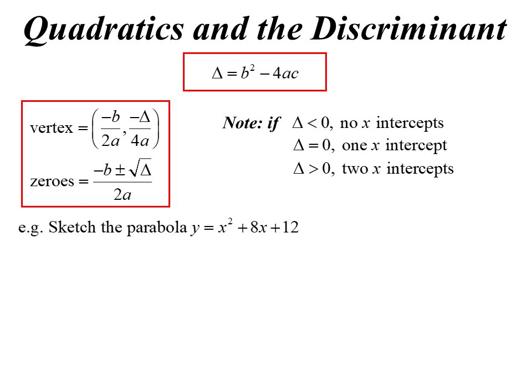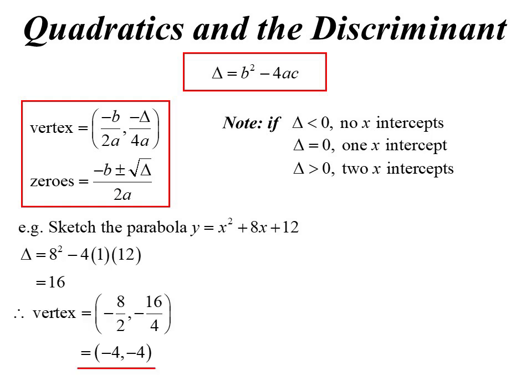Same question again. How would I use this idea? Well, I'll find the discriminant. It's 16. So I know my vertex: minus b on 2a, and then minus the discriminant on 4a. There it is, (-4, -4). Where this is really useful is those questions where you're asked to find the maximum or the minimum value. And you don't have to find the axis of symmetry to do it. You could just sub in minus the discriminant on 4a.